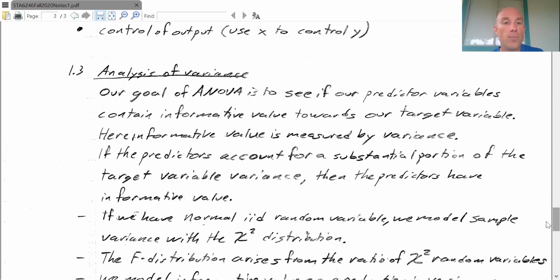If the predictors account for a substantial portion of the target variable variance, then the predictors have a lot of informative value.